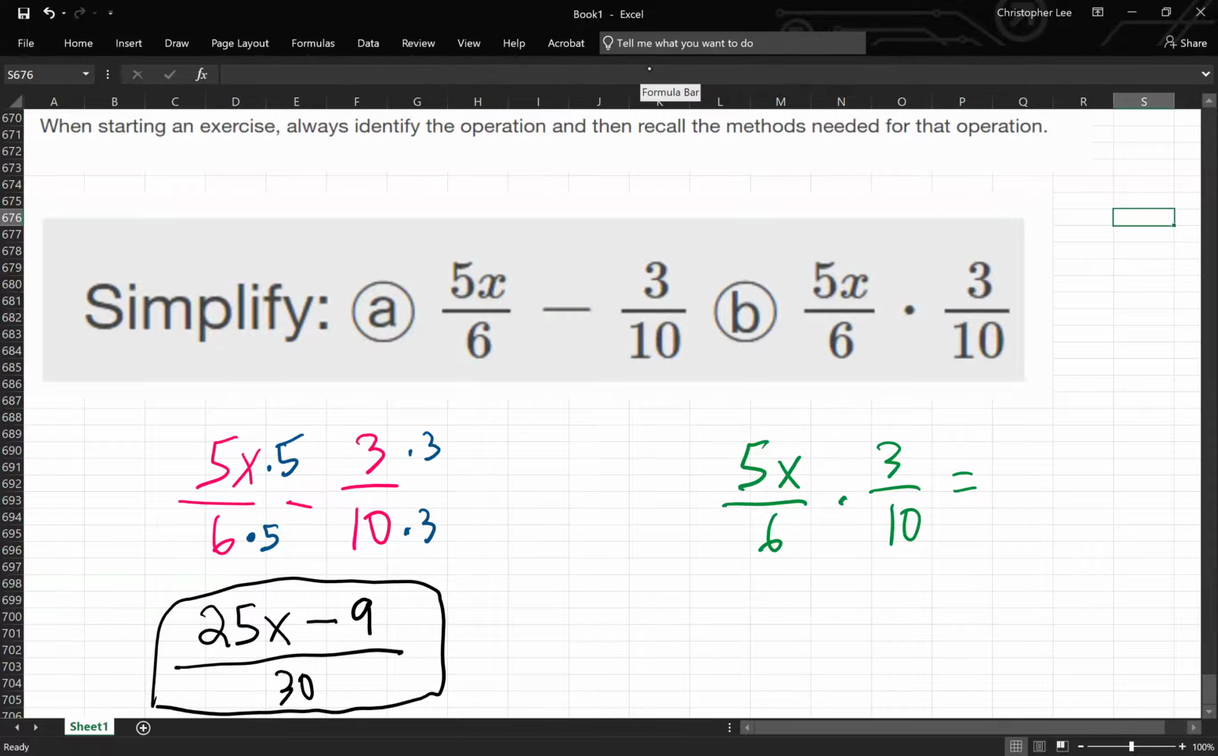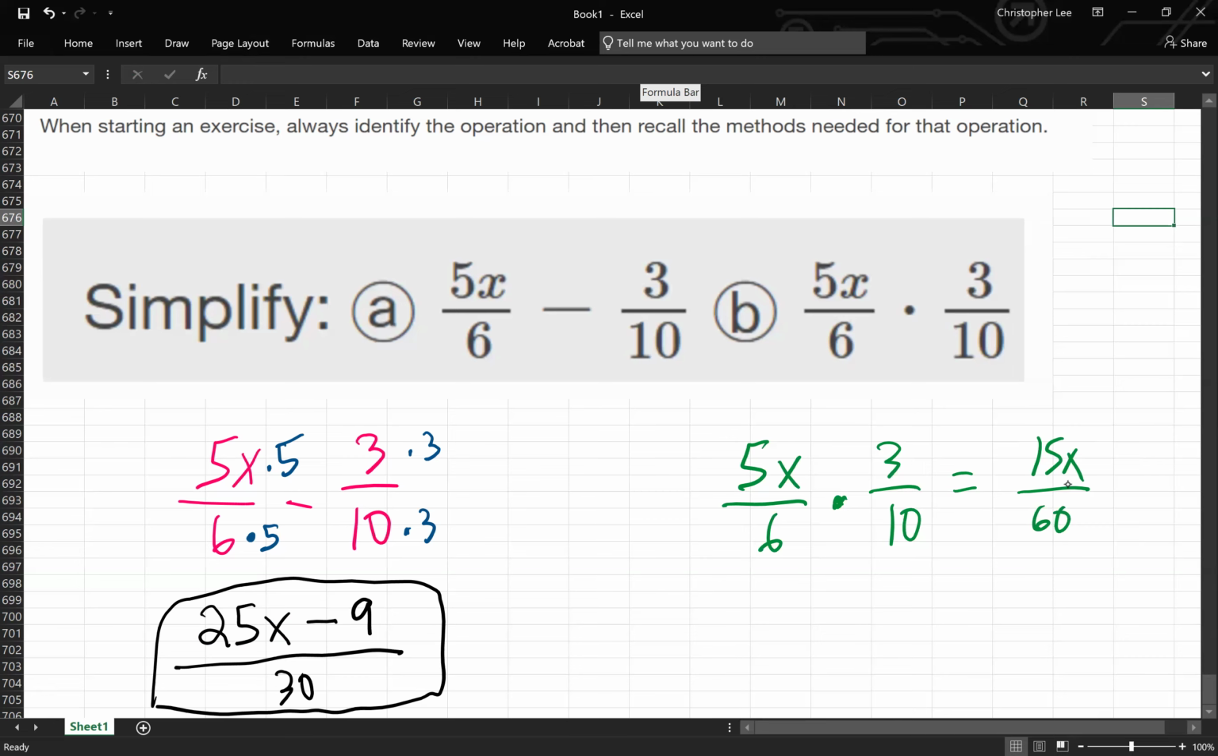How do I multiply fractions? What do I do? Yeah, that's what the dot means. Straight across, right? So help me out. 5x times 3 is 15x over 6 times 10, which is 60.